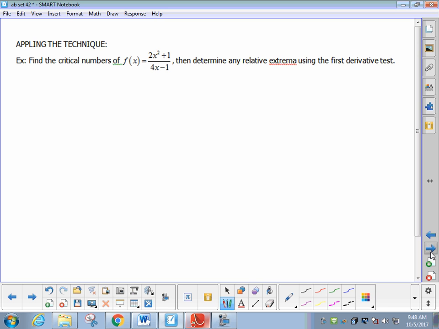So the critical numbers are the numbers in the domain where the derivative is 0 or does not exist, yeah? Anytime you find critical numbers, you should start with the domain. The domain in this case is x not equal to 1/4 because that would cause a 0 in the denominator. All right. We got our domain. We'll make sure that I don't give a critical number that violates that.